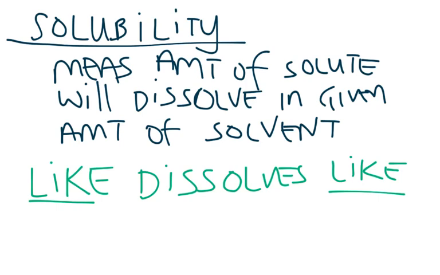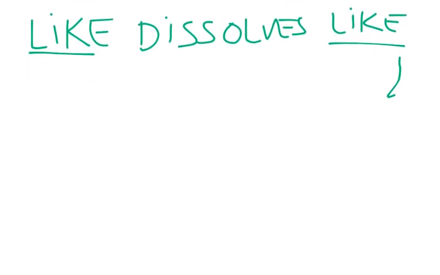Because the degree of polarity totally matters. Something that's really, really polar, really strong positive and negative sides, and then something that's not so much, it's not going to be as easy of a mixing. So just keep in mind the basic premise of like dissolving like. With that comes two new vocabulary words for you. The first one is the word miscible.